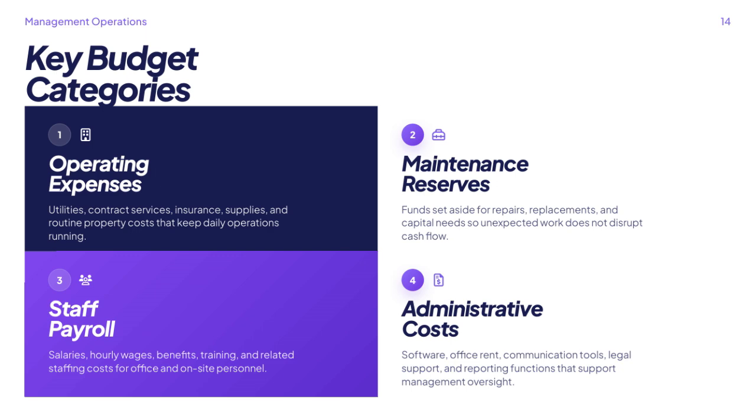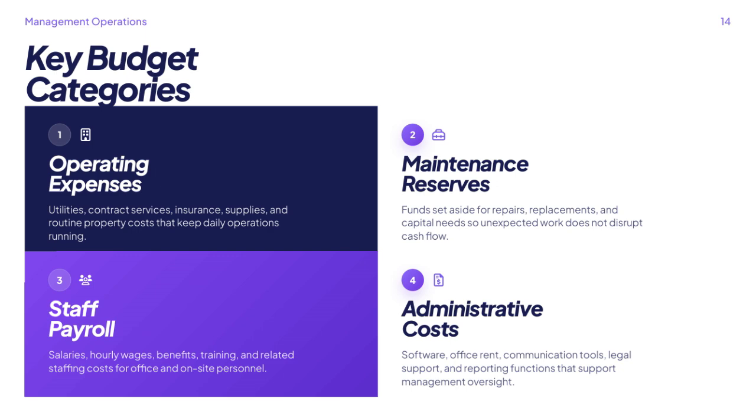Then, staff payroll includes everything related to our personnel, salaries, hourly wages, benefits, training, and all costs tied to our office and on-site teams. Finally, administrative costs encompass software, office rent, communication tools, legal support, and reporting functions, all of which are vital for strong management oversight.